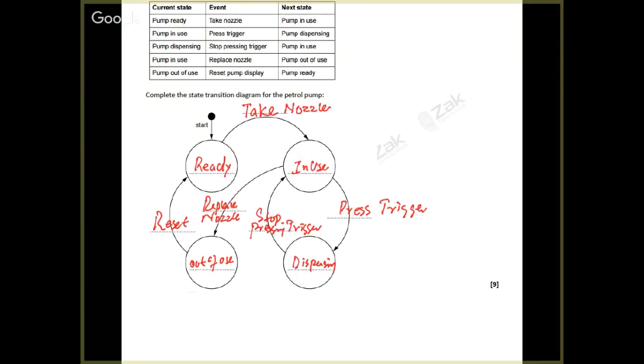Go back. And then pump in use, replace nozzle, pump out of use. When pump is out of use, reset pump display and pump ready. So if it is a number of lines, then go line by line and it will fit in.